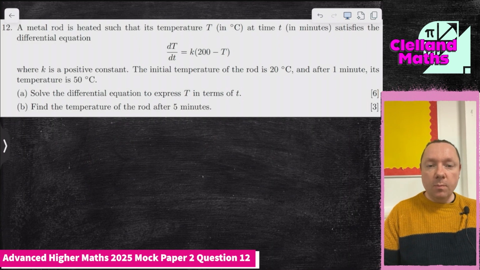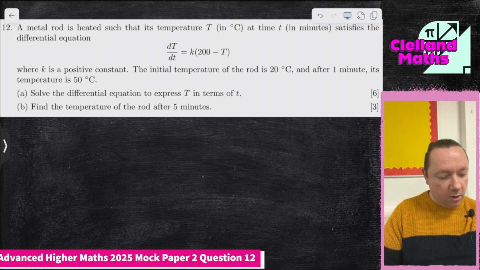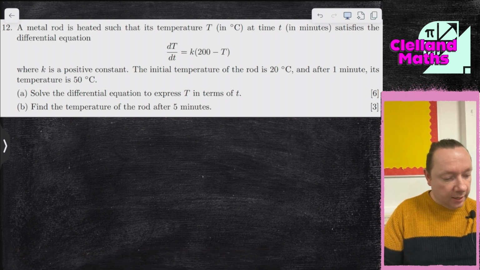SQA Advanced Higher Maths Mock Paper 2 Question 12. A metal rod is heated such that its temperature T at time t minutes satisfies this differential equation, where k is a positive constant. The initial temperature of the rod is 20, and after a minute, its temperature is 50. Solve to express T in terms of t.